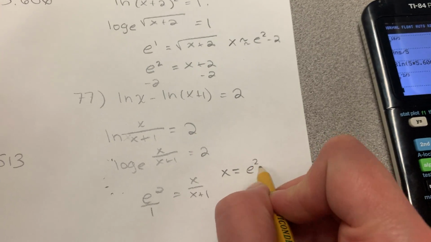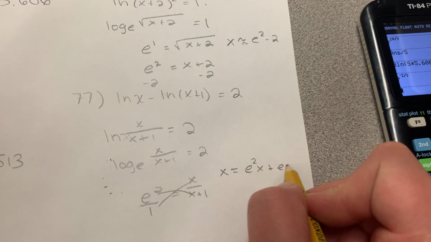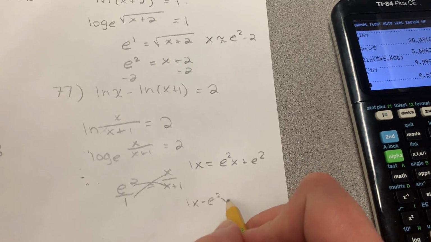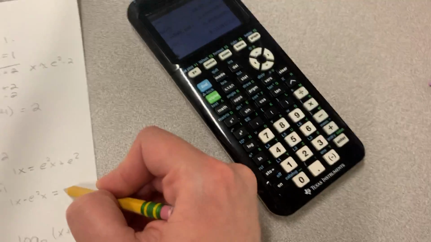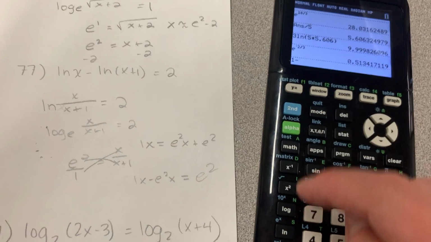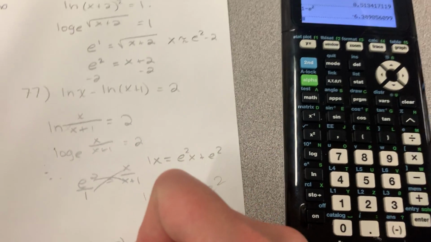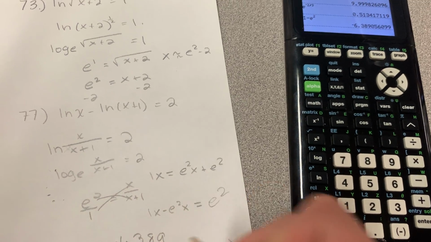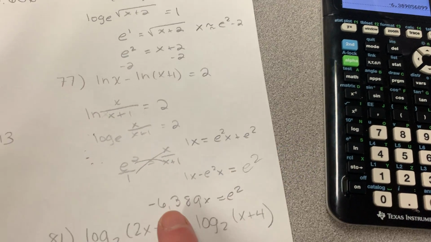e squared x, because we're going to multiply to both. We're going to cross multiply here. Plus e squared. Well, I need to bring x's to the other side. This is going to be some number. Don't be intimidated by that e. So 1 minus e squared, sorry if this is shaky, it's going to be -6.389, and then equals e squared. So you're going to divide both sides by that -6.389.